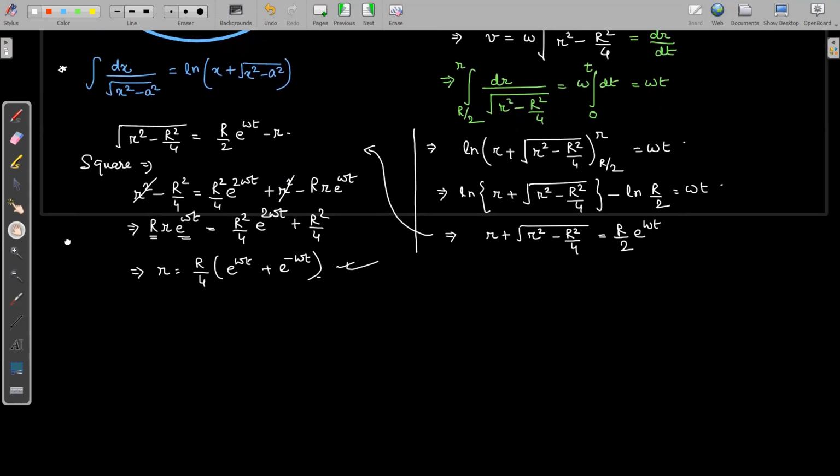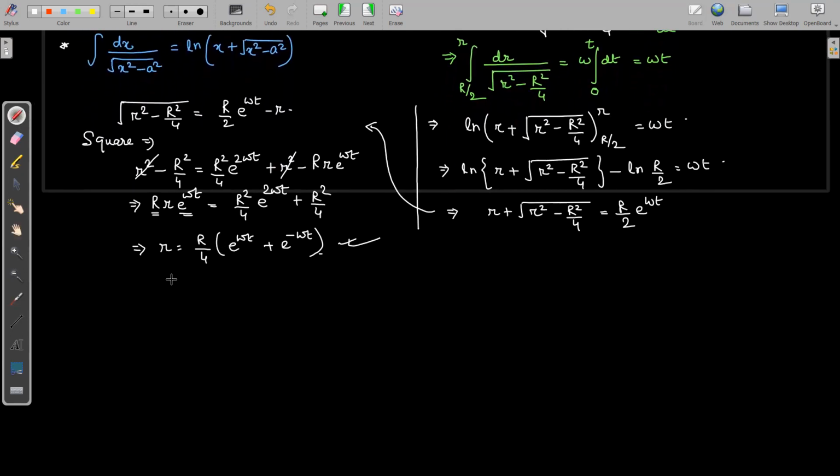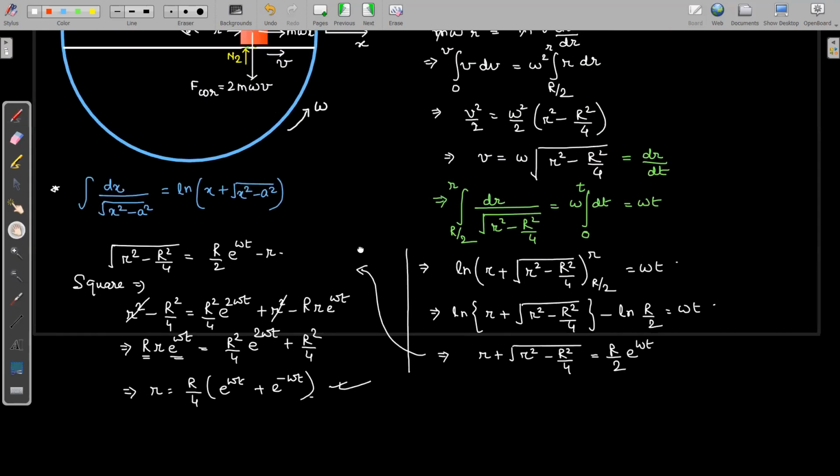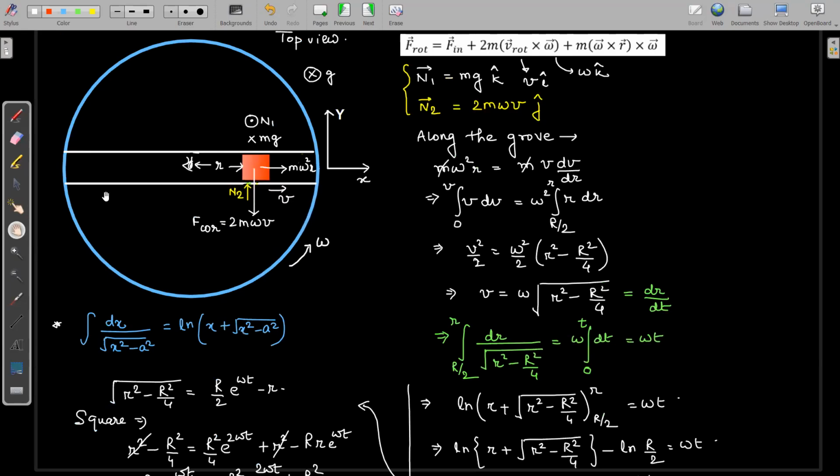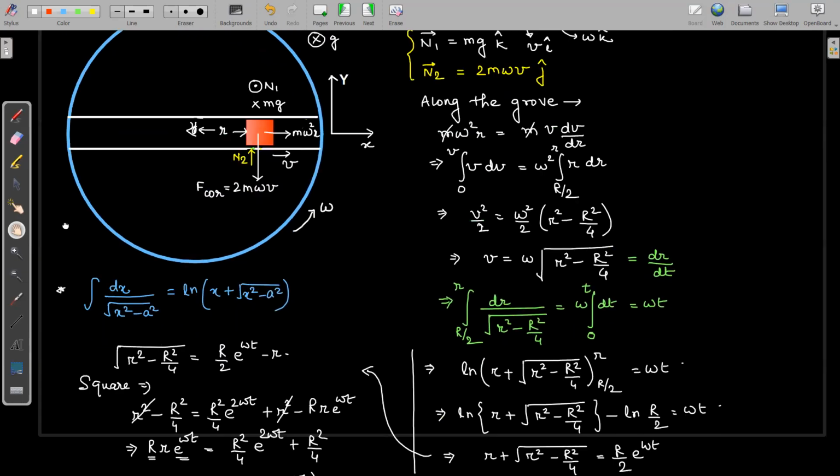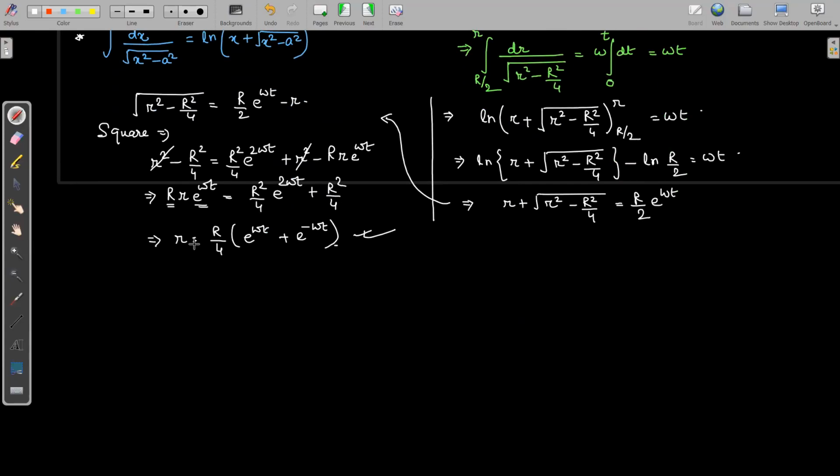Now, the reaction values, the normal force. For normal force, we had seen over here that the value of N1 was mg k cap and the value of N2 was 2m omega v j cap. So what are the values of this normal force? You need the value of v for writing the value of N2. So if you need the value of the velocity of the block as a function of time, then simply it is dr by dt. If you differentiate this expression, it will be R omega by 4 times e power omega t minus e power minus omega t. Right? We are left with this expression.